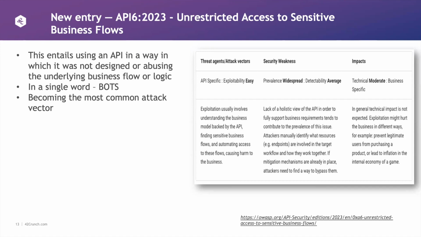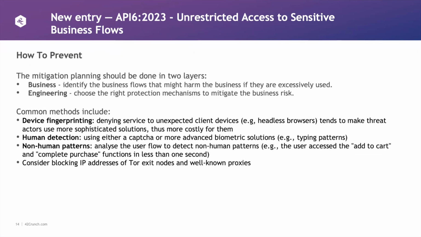And this is a really big one. I think most weeks we see some instance of this. Now, let's look at the preventions. These are the OWASP recommendations. There are two approaches to this. One is business, so think of those business flows and how people could abuse them. And then engineering, so there are engineering things for the techies out here.